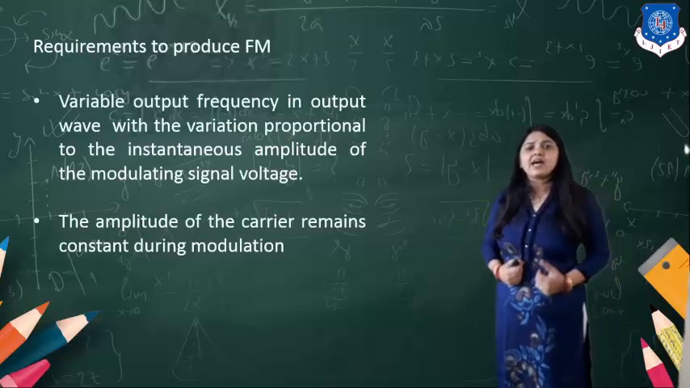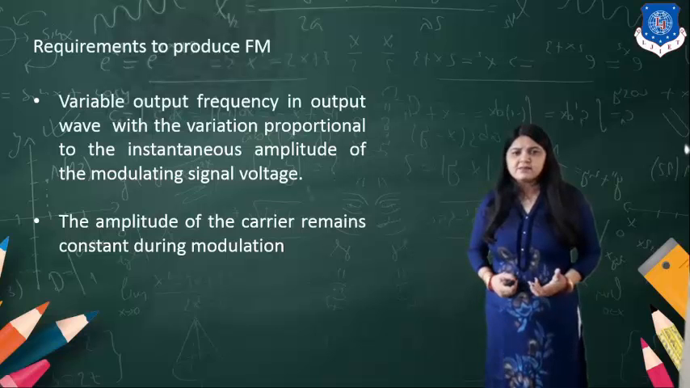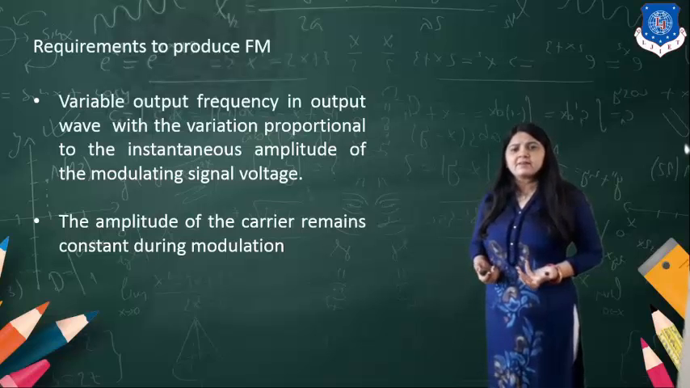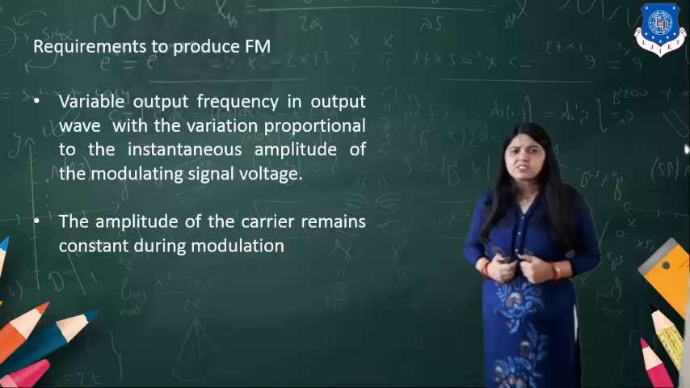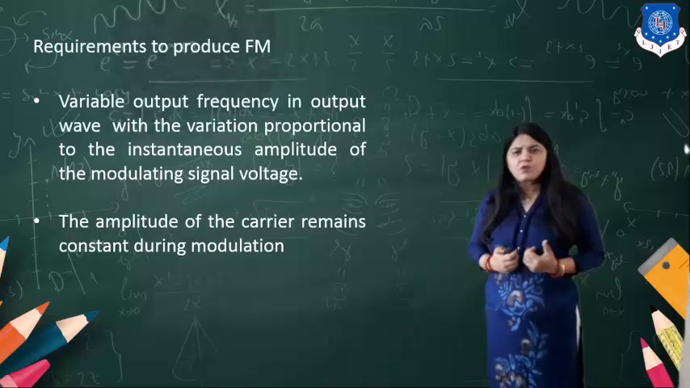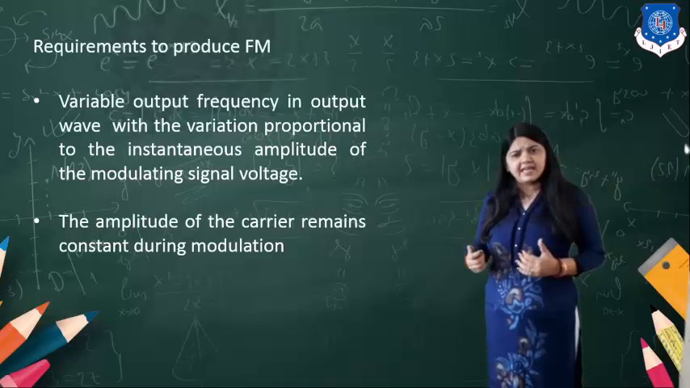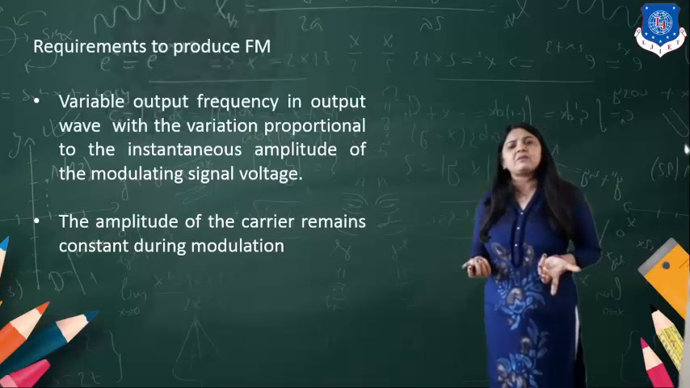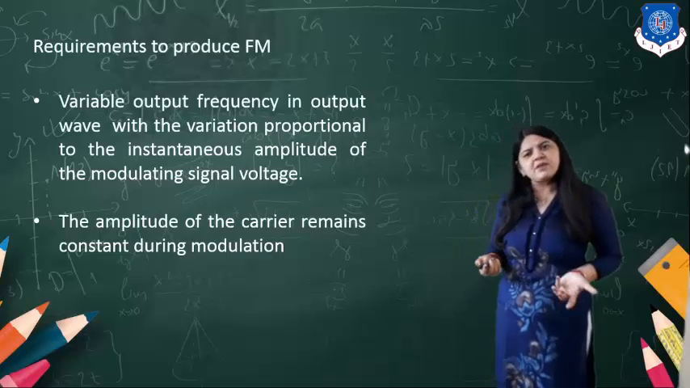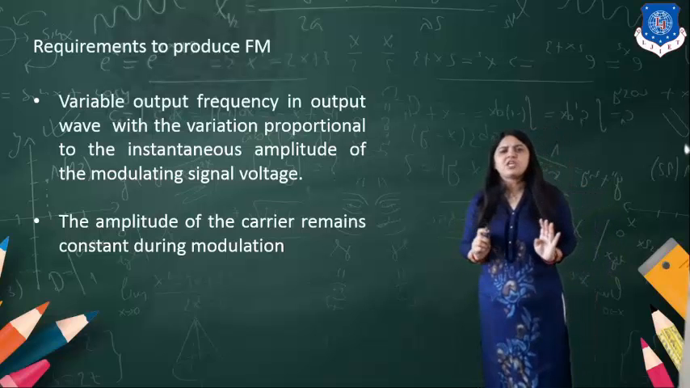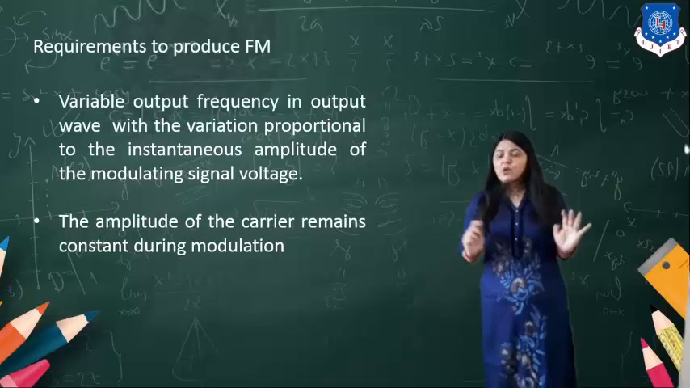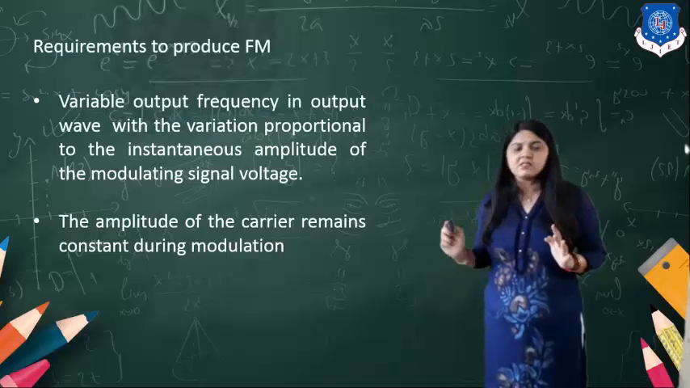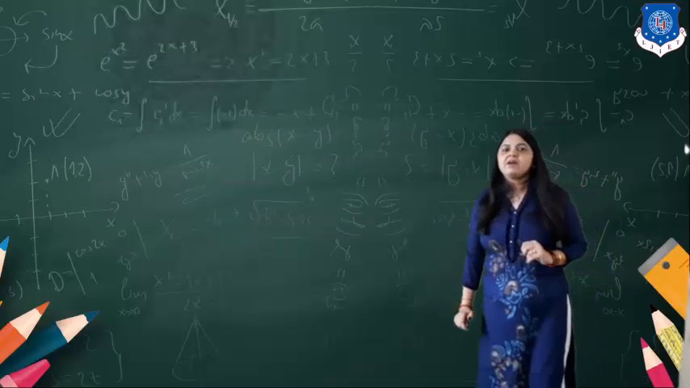So what is the requirement to produce the FM signal? We need a variable output frequency. In frequency modulation, the amplitude remains constant and the phase also remains constant. Only the frequency changes, and that is why, when you want to detect the noise amount from the output signal, the FM signal is beneficial.